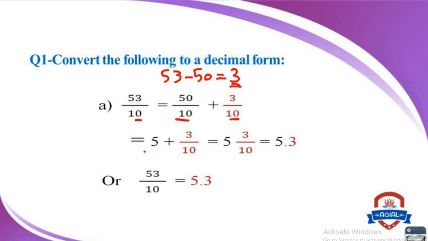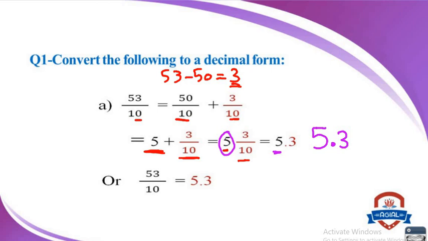Okay, 50 over 10 equals 5. And 3 over 10 is still 3 over 10 as a fraction. Okay, this is a mixed number, so I can write it as 5 and 3 over 10. How can I write it in a decimal number? I said the whole number is 5, so I write 5. 3 over 10, so point, and I write number 3. Okay, another one, or the other method.